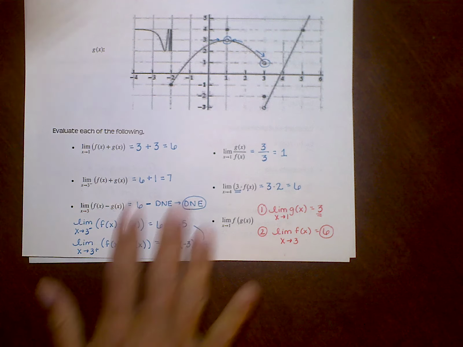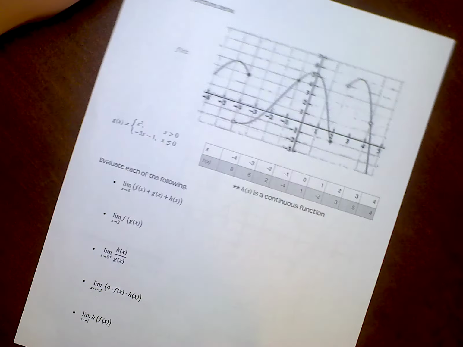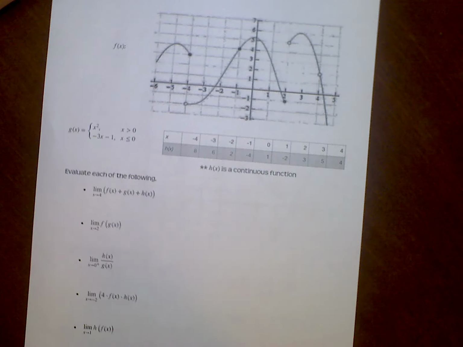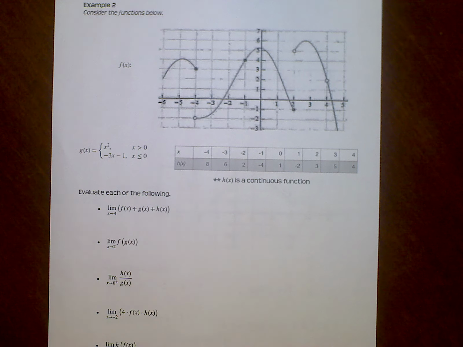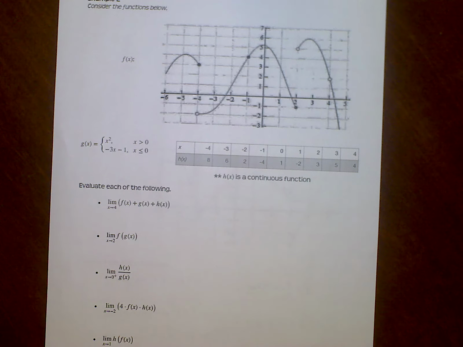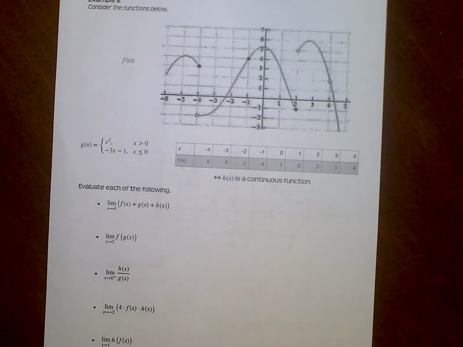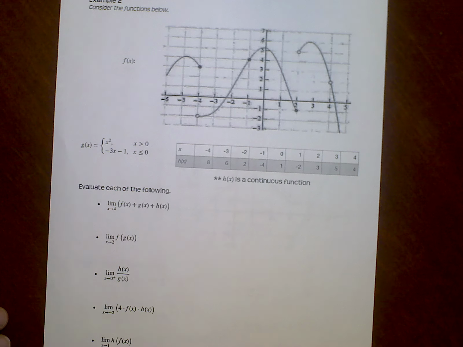Okay, let's try another example. This one looks like fun. This might actually be the same graph we were just looking at. But we've got 3 functions here, and they're written 3 different ways. We've got f of x as a graph, g of x as a piecewise function, and then h of x is given to us in a table. And these tables are hard to tell, without being able to see the numbers in between, it's hard to tell what's happening with limits.